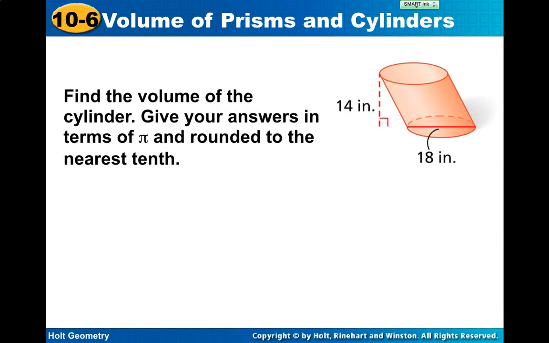Okay, how about an oblique cylinder? There's really nothing different about that. Find the volume of the cylinder. You got a diameter of 18 this time. The height is 14. It's just measured not going right through the cylinder, but measured out to the side wherever the 90 degrees would hit. It still asks for two forms of the answer.